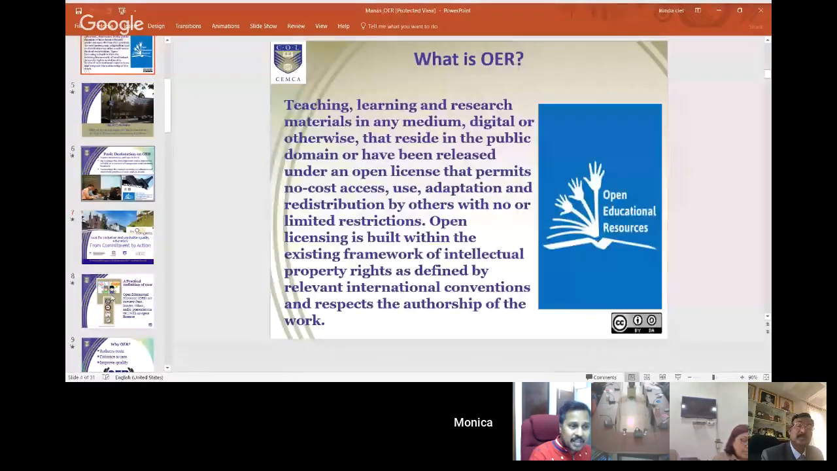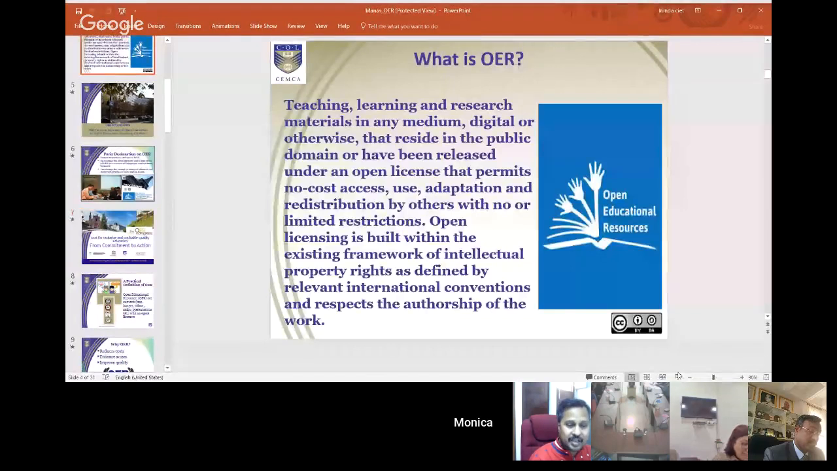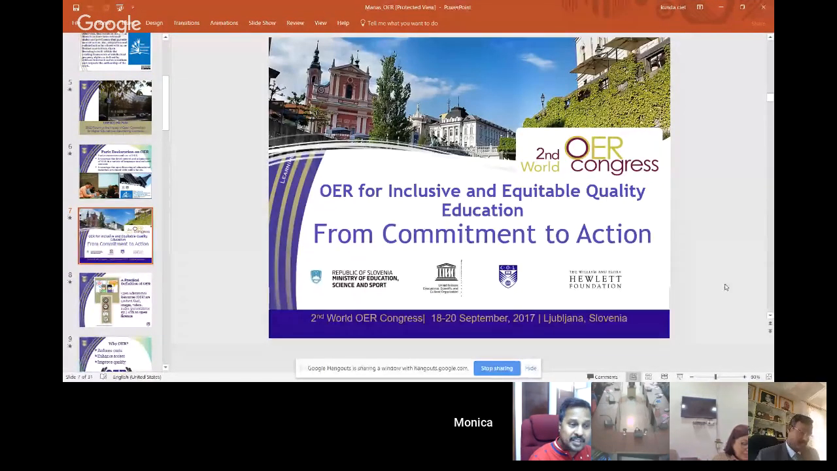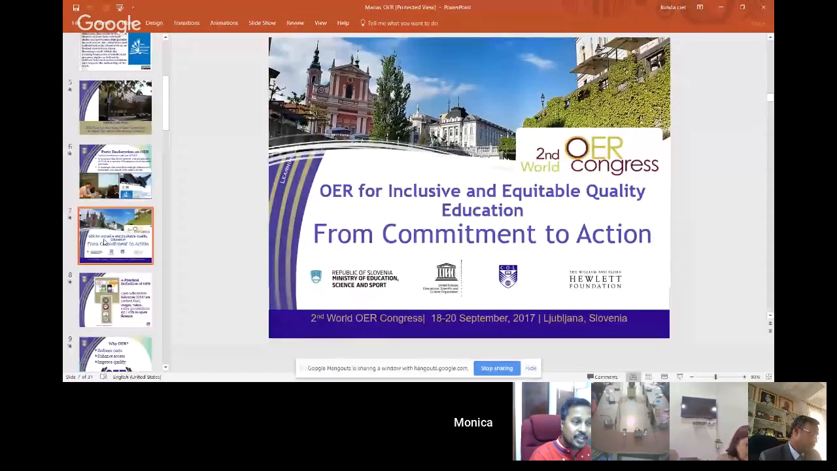The Commonwealth of Learning took charge of this and conducted 5 regional workshops and came out with certain recommendations. All these 5 regional workshop recommendations were discussed in this second OER World Congress in Slovenia. From that, they discussed at length and came out with this: this is the time we need to focus more on going from commitment to action.